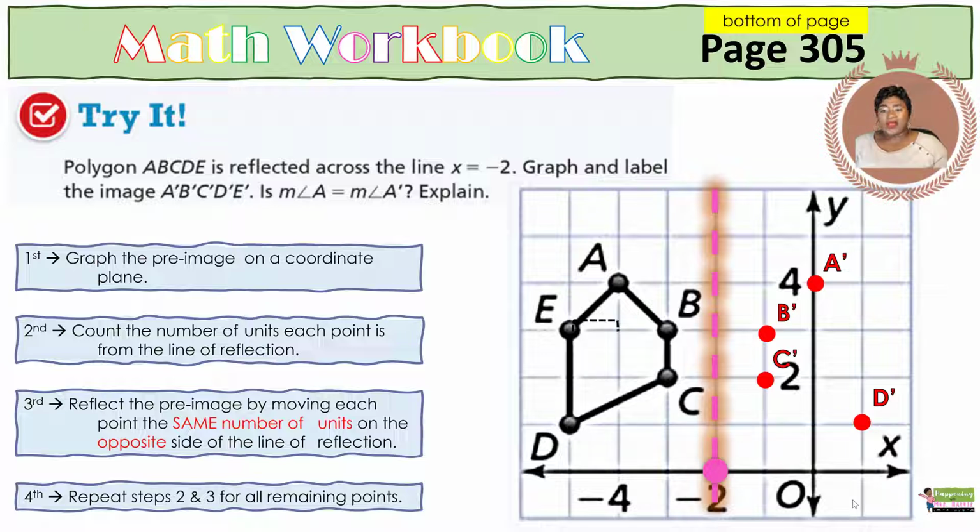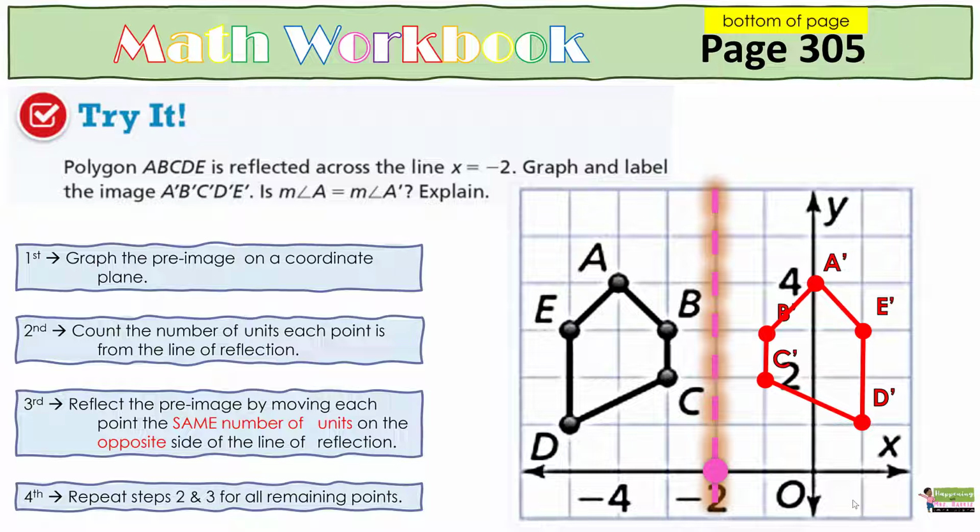D prime. Last but not least, point E. Point E is 3 units away from the line of reflection. Therefore, we will go 3 units in the opposite direction, and this will yield our E prime. Once we're done, we can connect all of our points. And here we have a line that has been reflected across x equals -2.